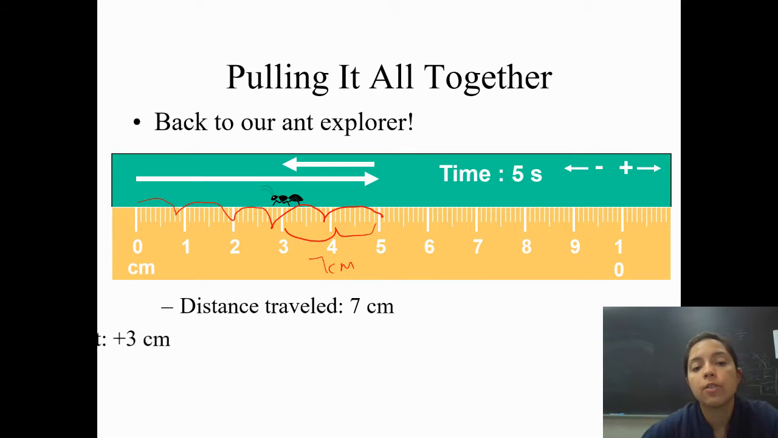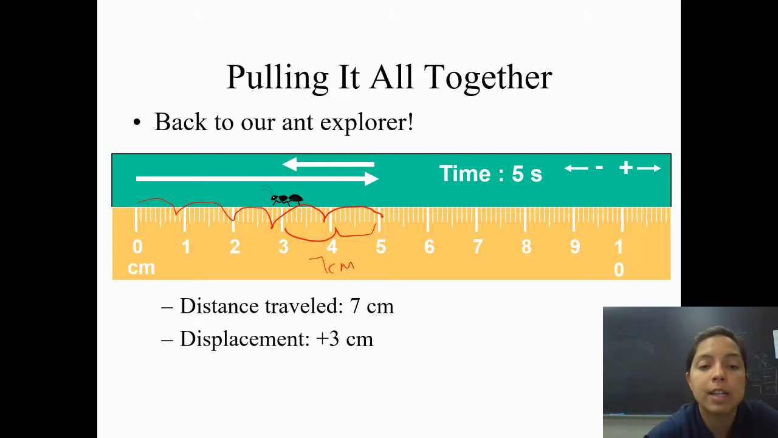Now, if you want to know the displacement, remember that the displacement is final minus initial. So the ant started right here at 0 and ended at 3. The displacement will be the change in x. So it ended at 3 centimeters minus the starting point, which was 0 centimeters. And that's how you get positive 3 centimeters.